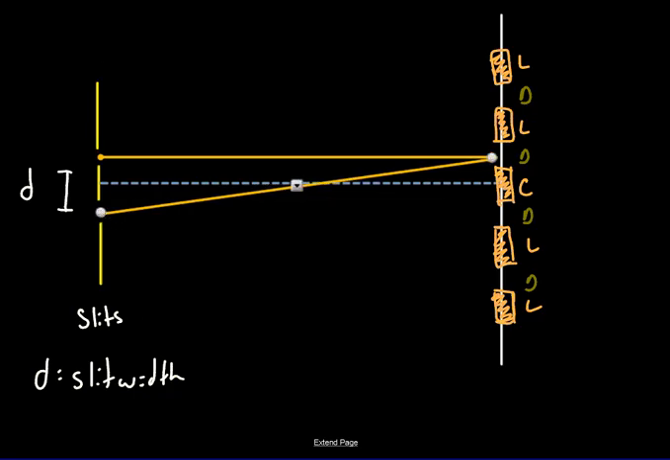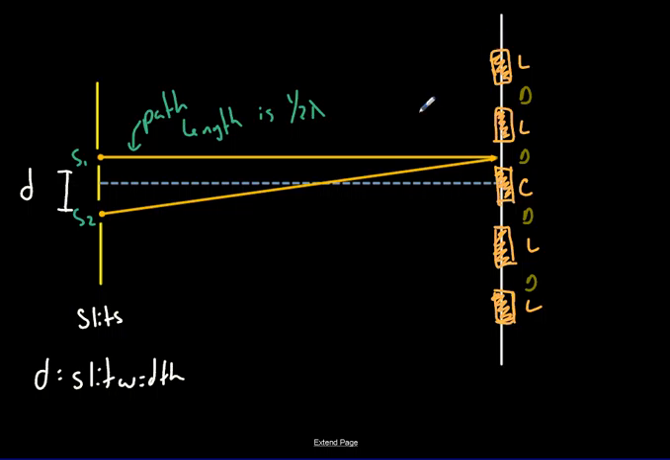Okay, so we'll label what we're talking about here. This is the path from slit 1 to dark spot 1, and this is the path from slit 2, okay? We know that the path length difference is 1/2 lambda. We know here it's 1 full lambda, here it's 1.5 lambda, here it's 2 lambdas, 2.5, and so on up.